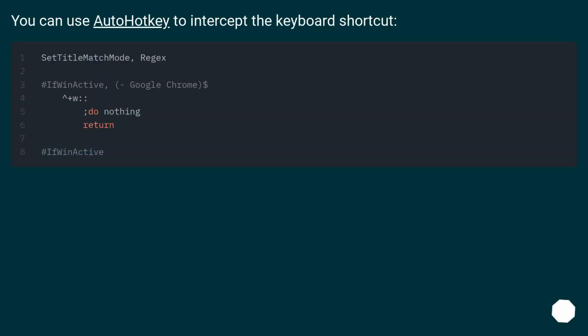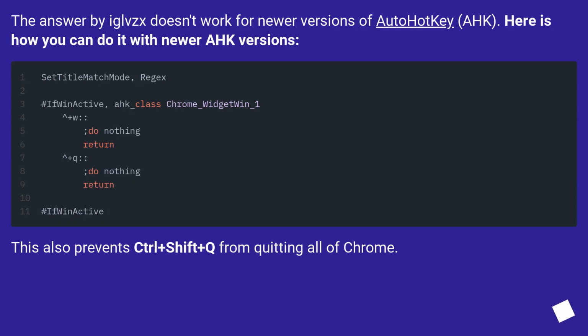You can use AutoHotkey to intercept the keyboard shortcut. The answer by Abels doesn't work for newer versions of AutoHotkey, AHK. Here is how you can do it with newer AHK versions. This also prevents Ctrl+Shift+Q from quitting all of Chrome.